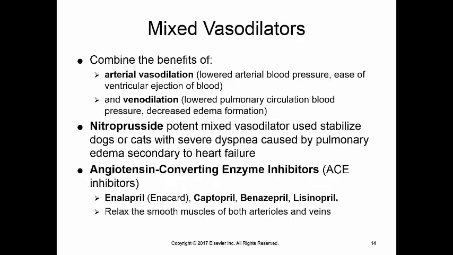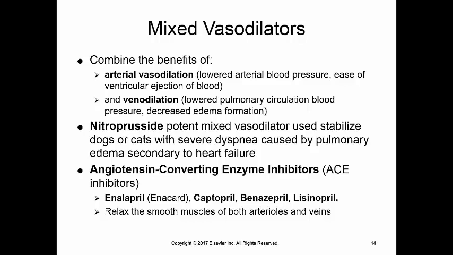Most of the time, to actually treat most of our conditions, we use mixed vasodilators. And so they're going to have an equal effect on both the arterial side and the venous side. A cousin to nitroglycerin is nitroprusside. And we've used this most of the time as an emergency drug for animals in severe respiratory distress due to pulmonary edema or pulmonary hypertension secondary to heart failure.